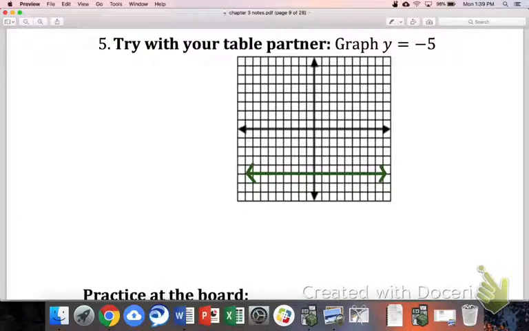Hey guys, really it is the same reasoning for this. If you were to look at all the points on this, this point right here would be 1, -5. This point over here would be 1, 2, 3, 4, that'd be -5, -5. Any points you pick along there, isn't it going to have a y-coordinate of -5? Yes. The x's could be anything. Okay?